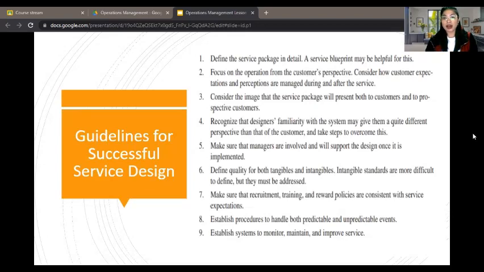Fifth is to make sure that the managers are involved and will support the design once it is implemented. Sixth, define quality for both tangibles and intangibles. Intangible standards are more difficult to define, but they must be addressed. Seventh, make sure that recruitment, training, and reward policies are consistent with service expectations. Eighth, establish procedures to handle both predictable and unpredictable events. And ninth, establish systems to monitor, maintain, and improve the service.